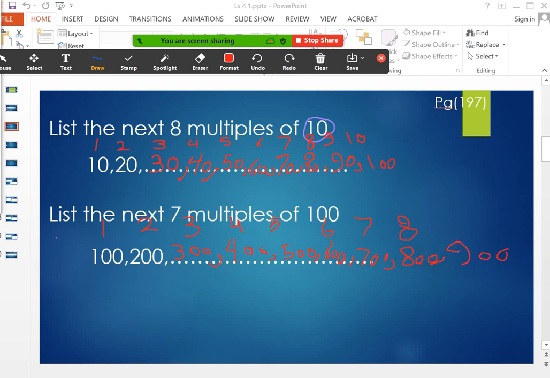Those are the 7 multiples. So this is how I will find the multiples of any number. You have to write first the counting number and multiply this number with each counting number. So we name those multiples of 100. Finished? You finished, girls?